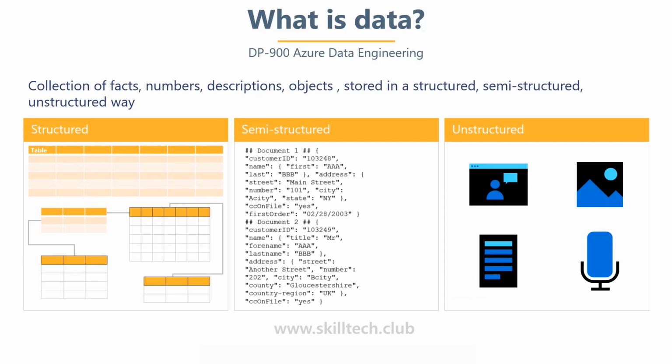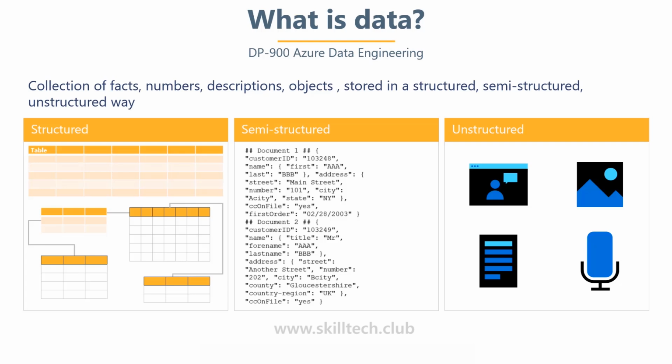Well, the definition says that data is nothing but a collection of facts, numbers, descriptions, and objects stored in a structured, semi-structured, or maybe unstructured way. And as this definition says, data can be stored in various formats actually. So it can be structured, semi-structured, and unstructured. If you have ever dealt with data which is something like notes or some kind of a file system or a notepad file, then you can count that data as fully unstructured. Even the data which is in the form of images and videos also comes under the unstructured data format.